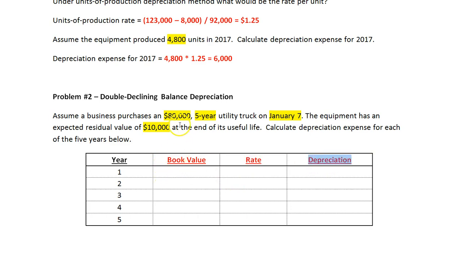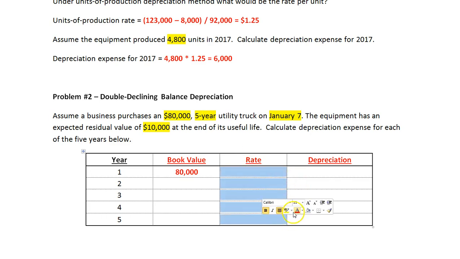Alright, the book value, this one starts off at 80,000. Remember, you do not take out the residual value here. That's one of the traps to this problem. So notice this is 80, not 70. The rate for this problem is always 2 divided by the useful life because it's at twice the straight line rate. So take the number 2 divided by, in this case, 5. 2 divided by 5 is 40%, and that rate's the same throughout.